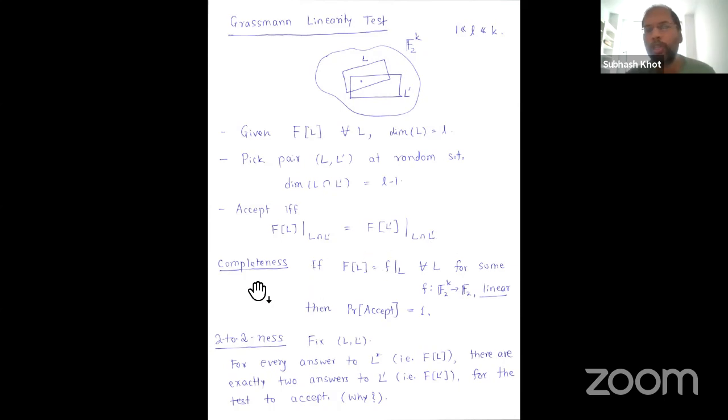Of course, it has perfect completeness, meaning if this was a true encoding, then all these entries will be restrictions of the same global linear function, and therefore everything will be consistent. The test accepts with probability 1. The test has the 2-to-2 property, meaning for every answer for L, there are exactly 2 answers to L prime, and vice versa.